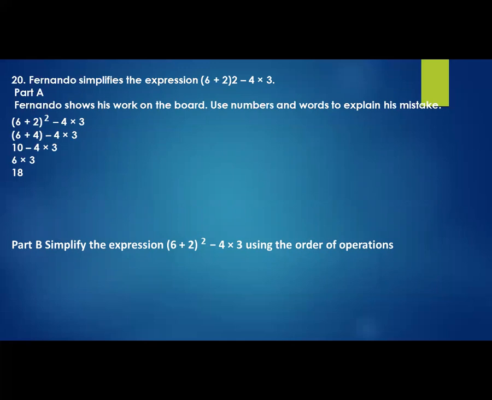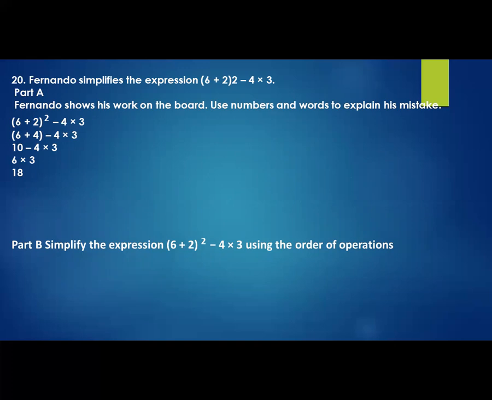Fernando simplifies the expression 6 plus 2 to the power of 2 minus 4 times 3. Fernando shows his work on the board. Use numbers and words to explain the mistake. So what he is doing is, he is just finding the power of 2, 6 plus 4. Then he does 10 minus 4 times 3. Then he is subtracting and then multiplying. So is this right? No.